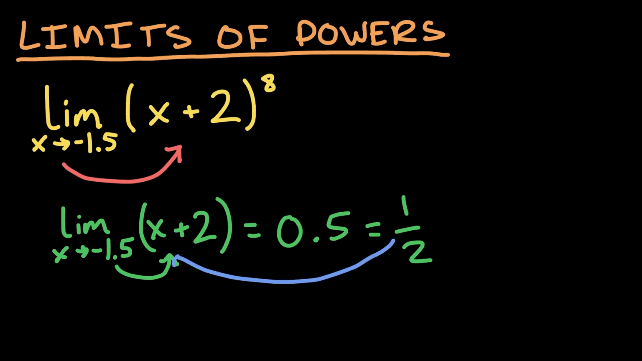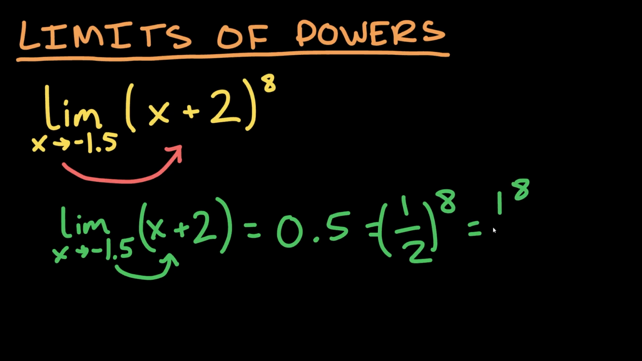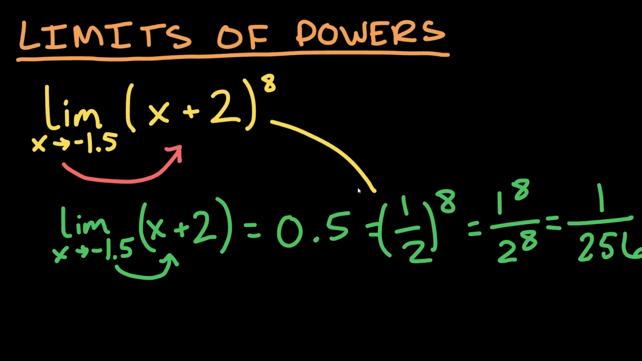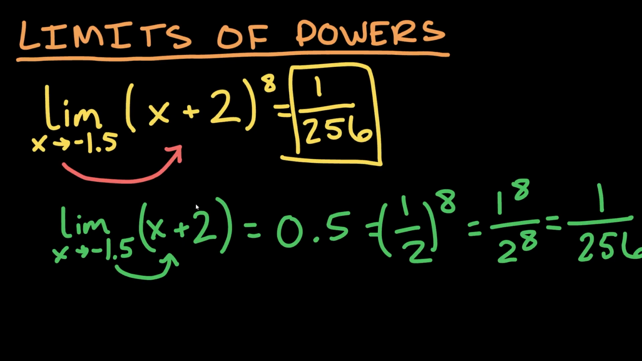Now let's not forget though, 1/2 is the result of the limit of our function, but it is not the result of that function to the 8th power. So according to this law that we're working with, all we have to do is raise 1/2 to the 8th power, and then what do we get? Following our rules of exponents, we get 1 over 256. So the result of our limit up here isn't 1/2, remember we can't forget the power, it's 1 over 256. Let's take a look at one more example here.